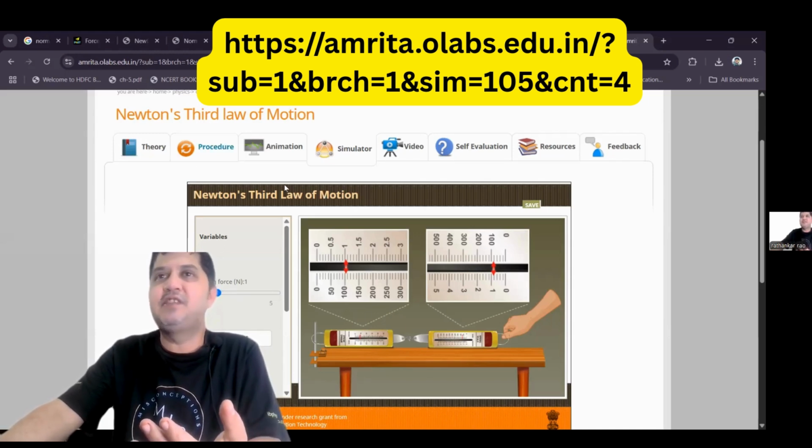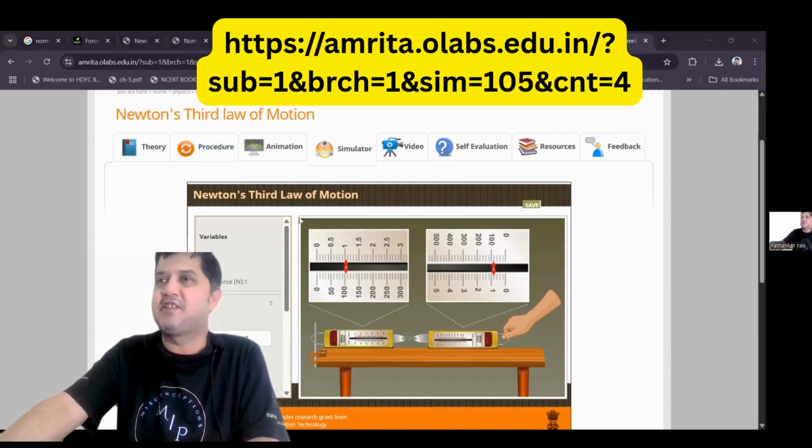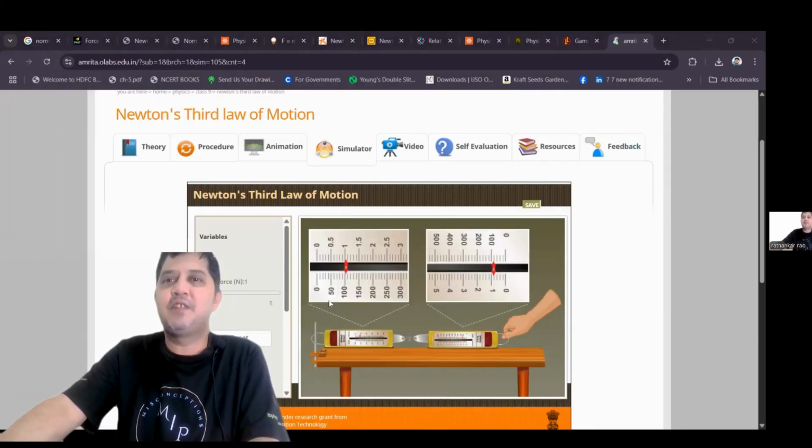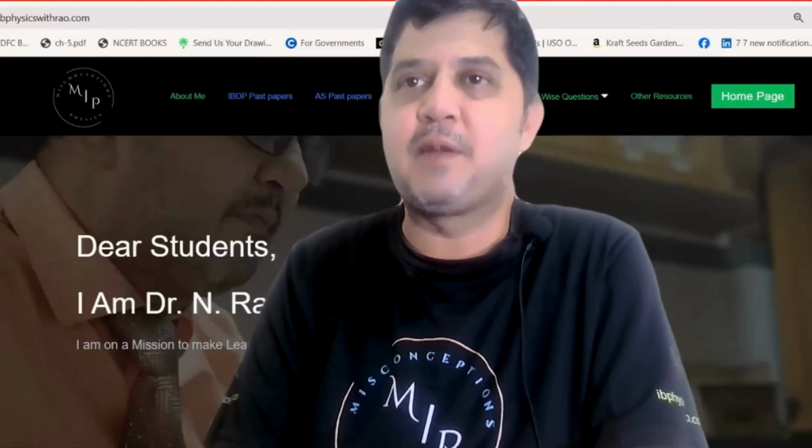Thus we have seen around 10 to 11 tools based on Newton's laws of motion and how to apply free body diagrams.